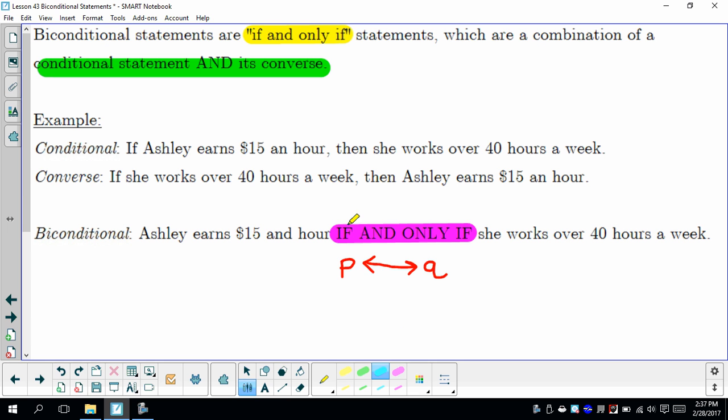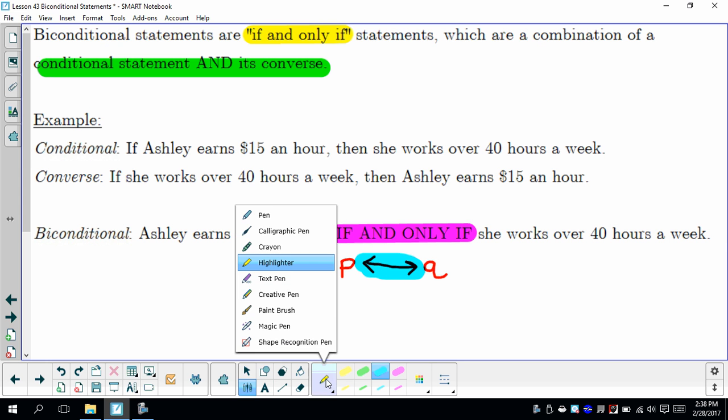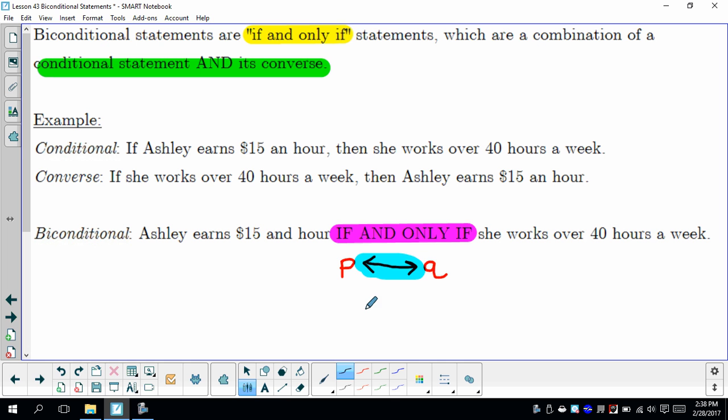And to represent that if and only if, we use this sort of two-way arrow. So a regular conditional was just a regular arrow to the right like this. This is the if-then. Our if and only if is the arrow going both ways.